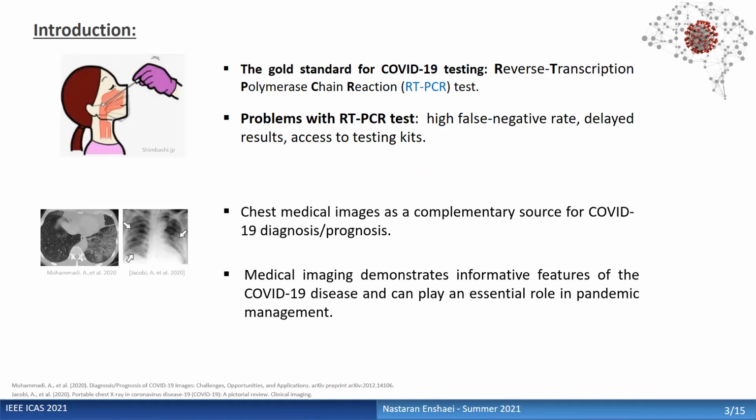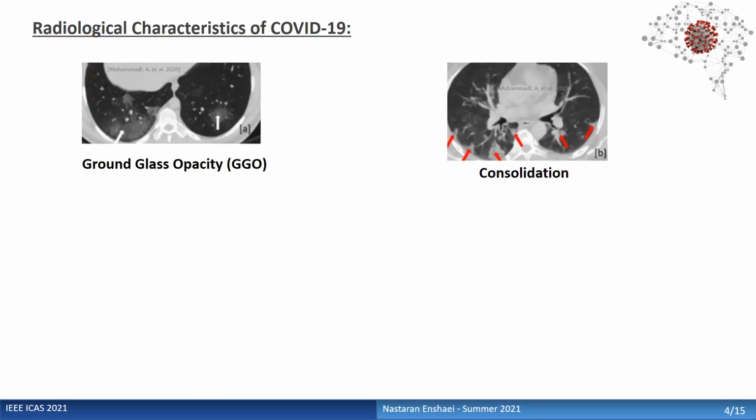So WHO recommends the use of chest medical images as a complementary source of data for diagnosis and prognosis of COVID-19. Medical imaging demonstrates informative features of the disease and can play an essential role in managing the pandemic. Ground glass opacities, or GGO, and consolidation are the most common infection patterns in chest images of COVID-19 patients.